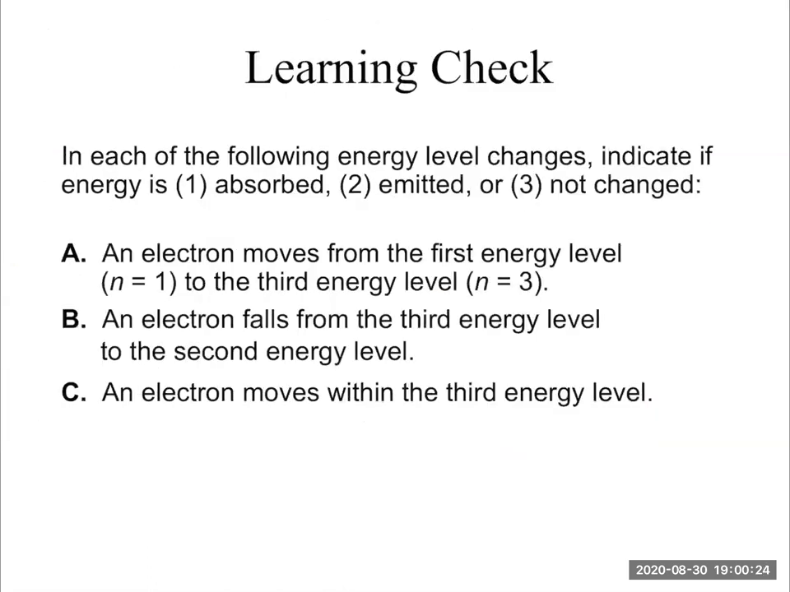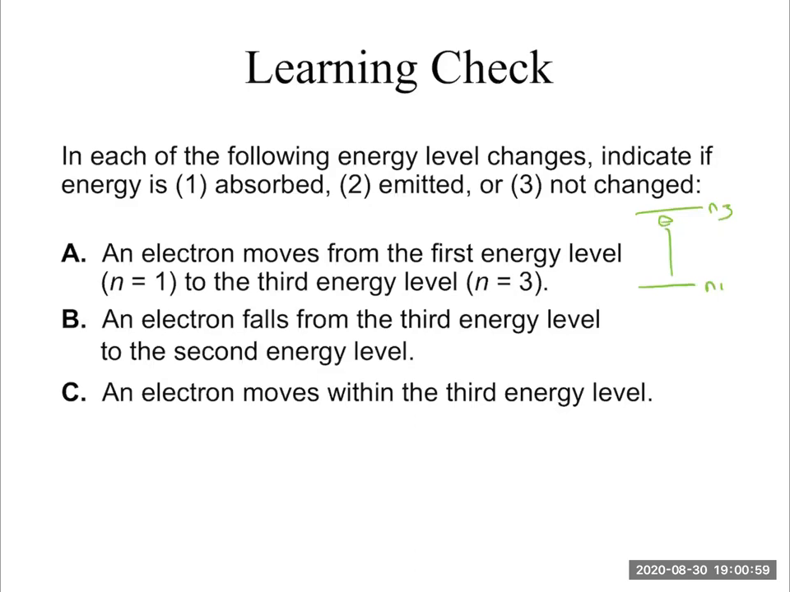Okay, learning check for what I just taught you. Hopefully it's not too much at once. In each of the following energy level changes, indicate if energy is absorbed, emitted, or not changed. An electron moves from the first energy level to the third. So it's going from low to high. So energy is being absorbed, or energy is being released, or nothing. In this case, energy will be absorbed.